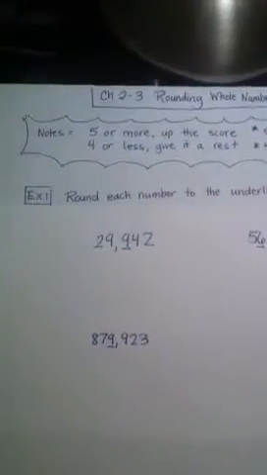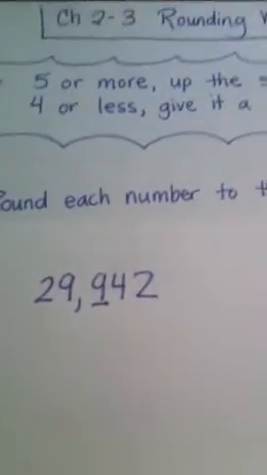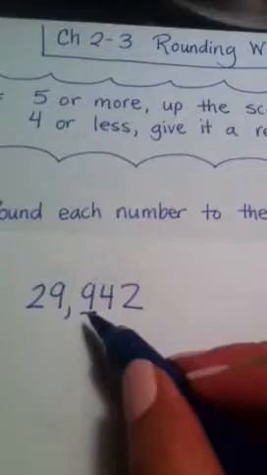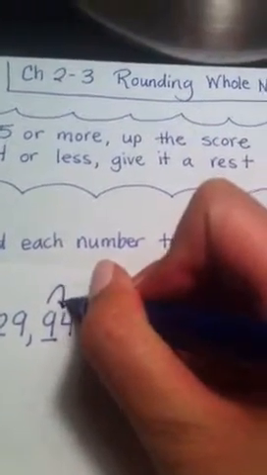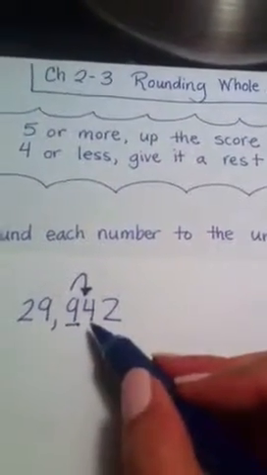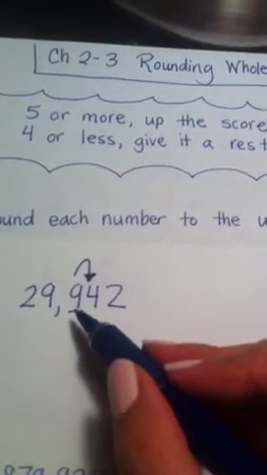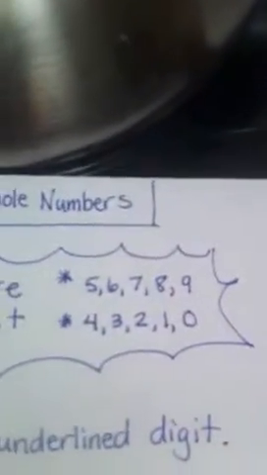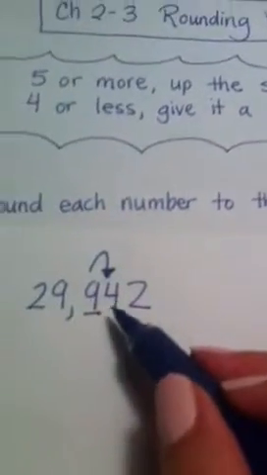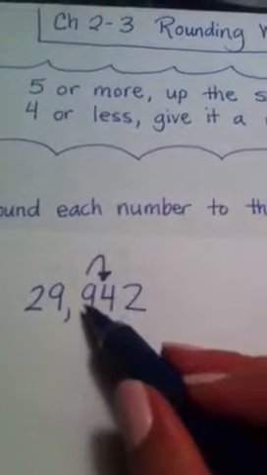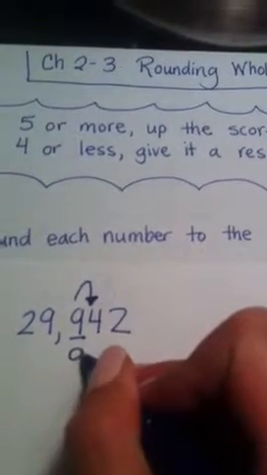So we're going to start with this number here, 29,942. Now what we're going to do is, this is already underlined, so we're going to look next door to its next door neighbor at the 4, and we're going to see if the 4 has enough power to change the 9. Now remember, the only numbers that have powers are numbers 5, 6, 7, 8, and 9. So 4 is not one of those numbers, so it does not have enough power to change the 9. So the 9 is going to give it a rest or stay the same.